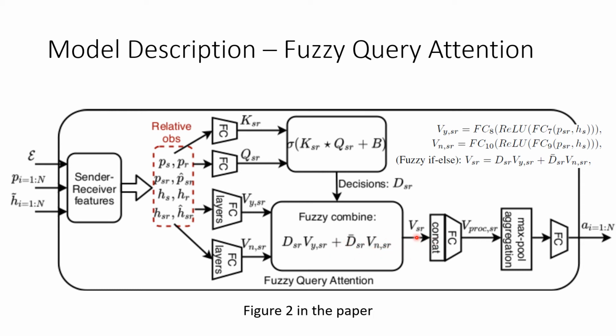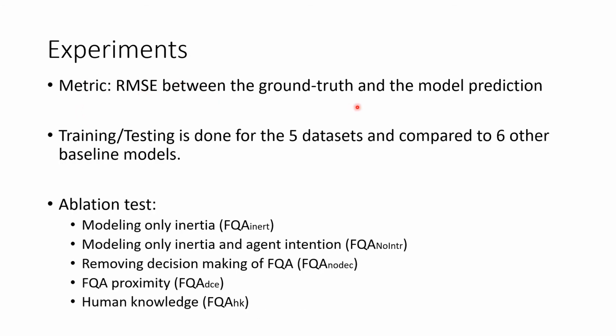So the output here is concatenated and fed to a fully connected layer, which is then max pooled to aggregate all of the sender information, and then passed to a fully connected layer to finally calculate the attention of each receiver or each agent. The metric used is the RMSE between the ground truth and the model prediction, and the training is performed on 5 datasets and compared with 6 other baseline models.